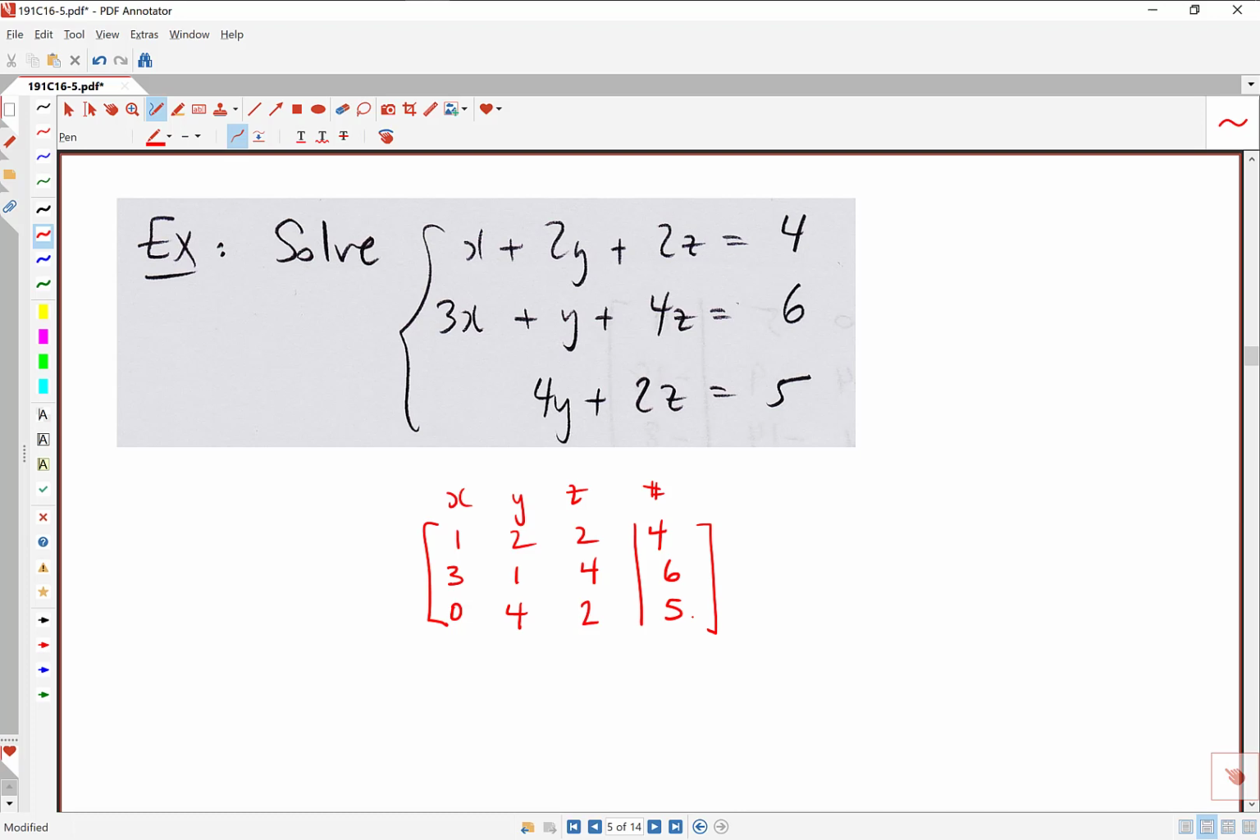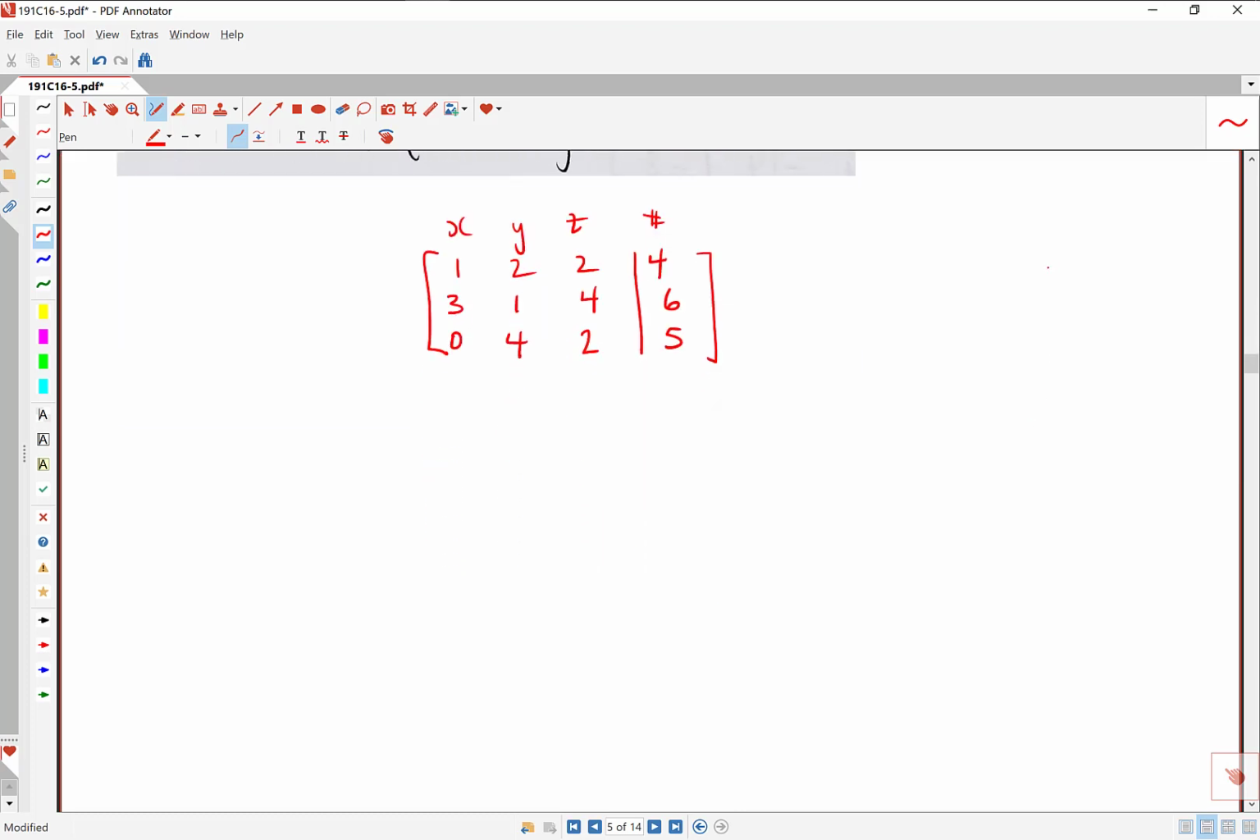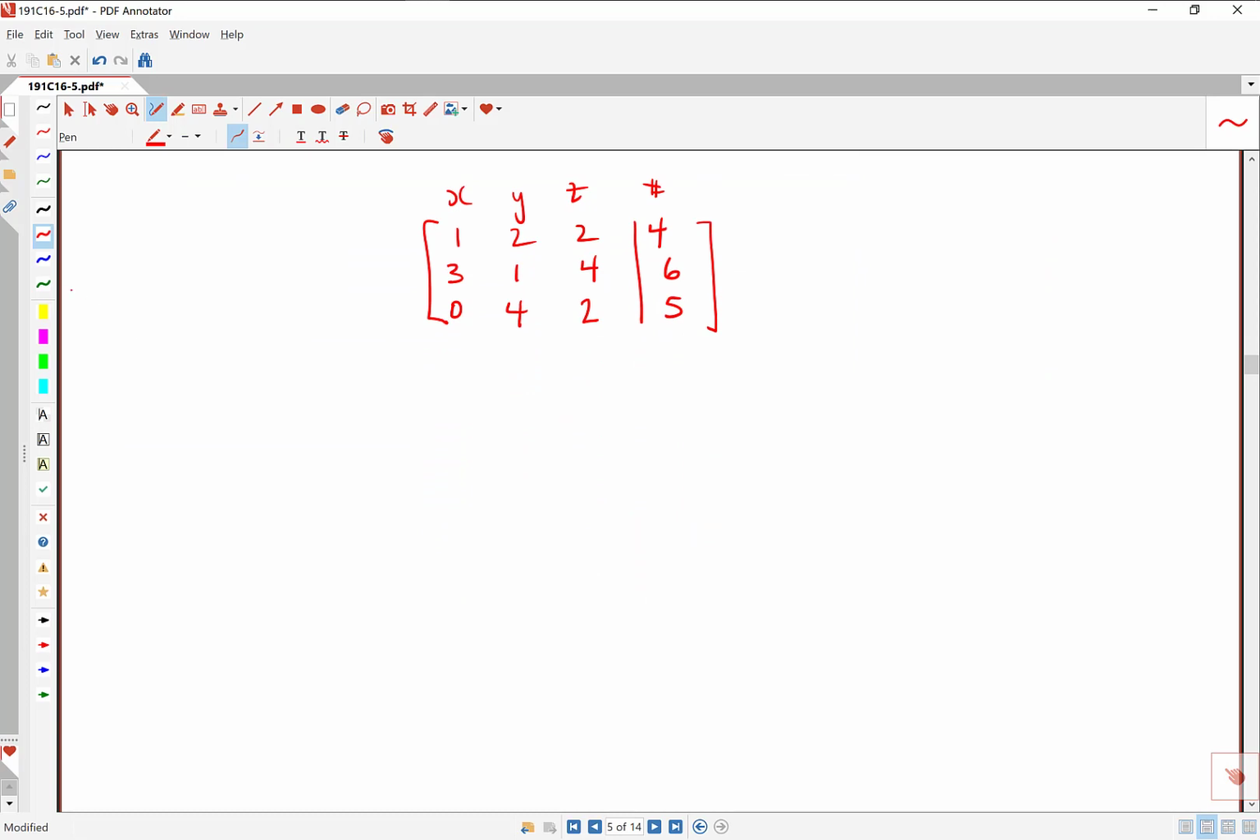And we're going to go about this Gauss-Jordan elimination process. So first thing we want to do is get a 1 in the upper left-hand position. That's already done for us. And then second thing we want to do is get zeros in the rest of that first column. So the operation we're going to need to do is row 2 minus 3 row 1.